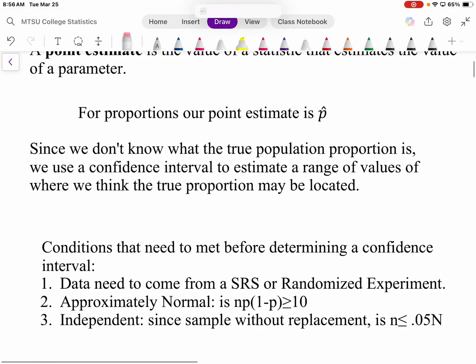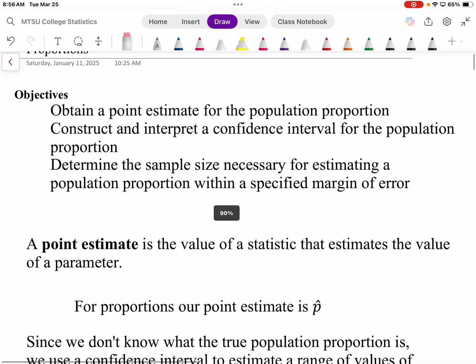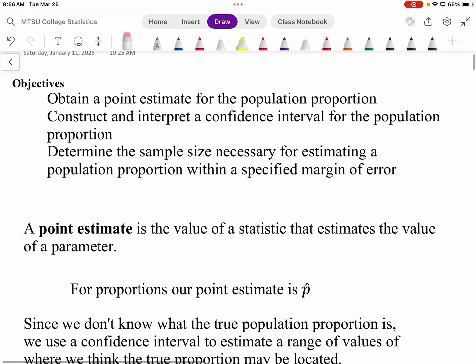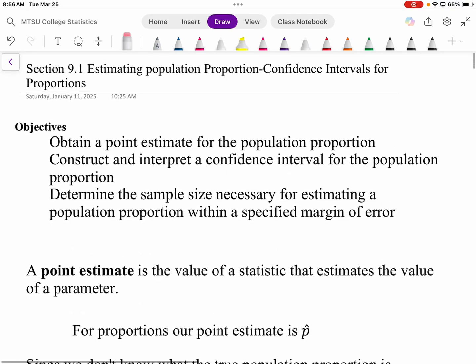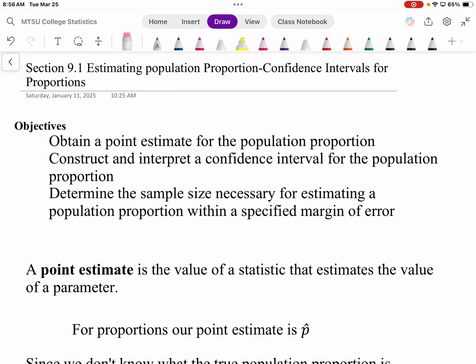And again, I don't have to redo a lot of this just because she talked a bunch about it. But as we look at our confidence interval for proportions is what we're focusing in on. A point estimate is the value of a statistic that estimates the value of a parameter. Now, over the next 2 units, in our case right now, our point estimate is going to be p hat.